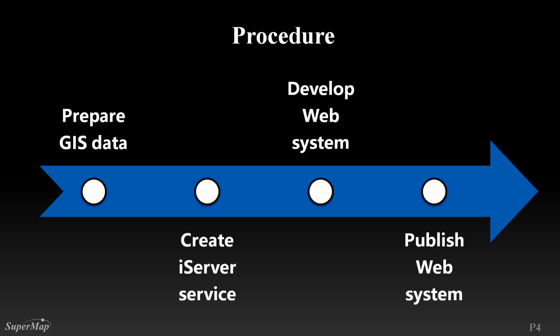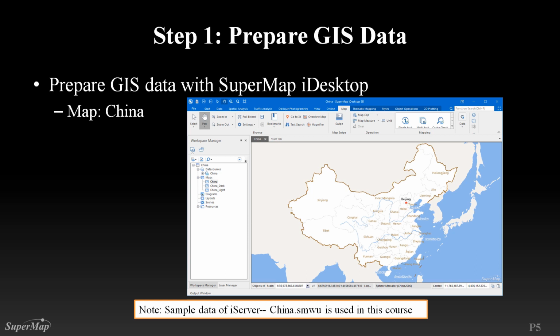First is to prepare the GIS data. Second, we need to publish the prepared GIS data. And the third is to develop the web system. And then finally, we will publish the developed system. Let's take a look at the first step, preparing the GIS data. The data should be produced by SuperMap iDesktop. Here, we'll directly use the sample data from iServer.